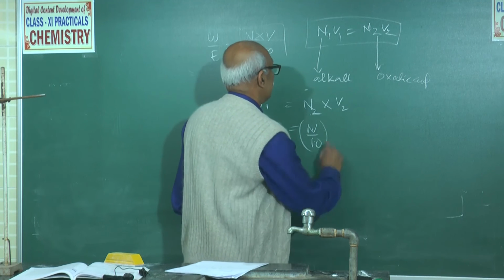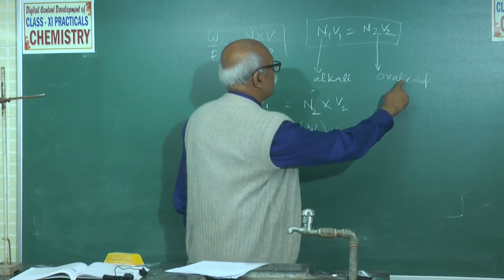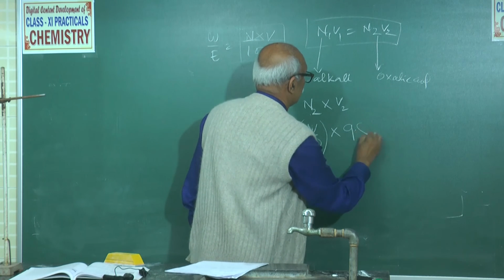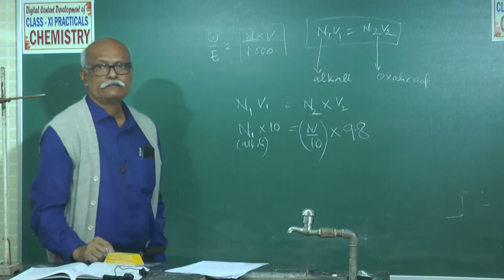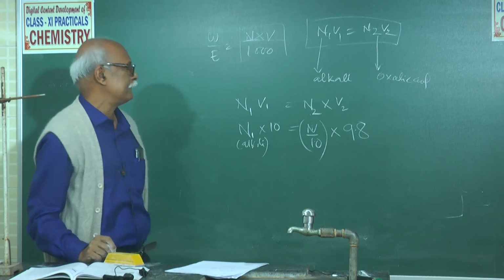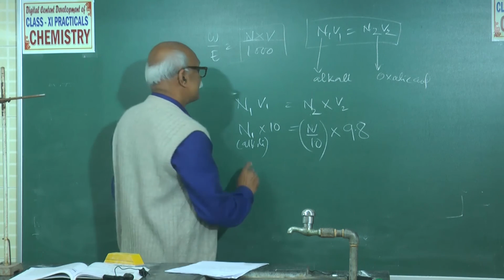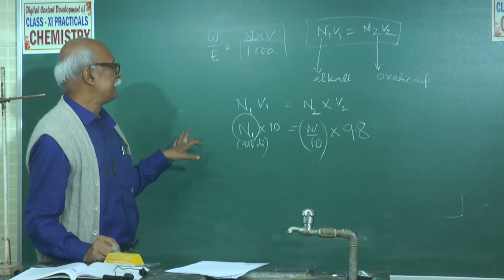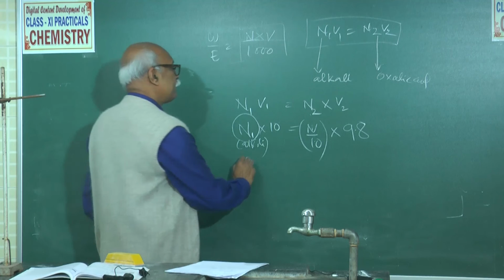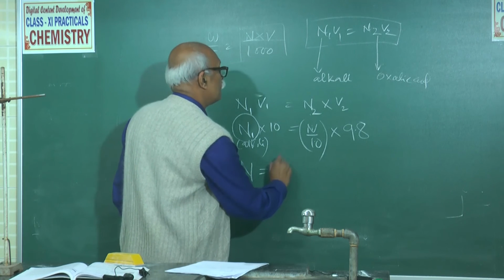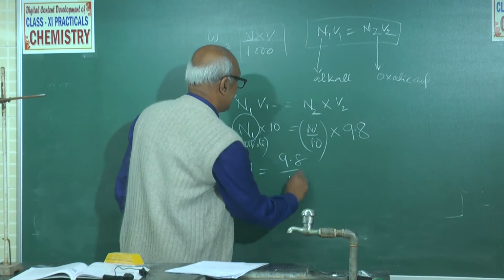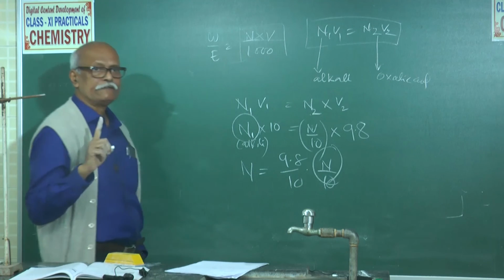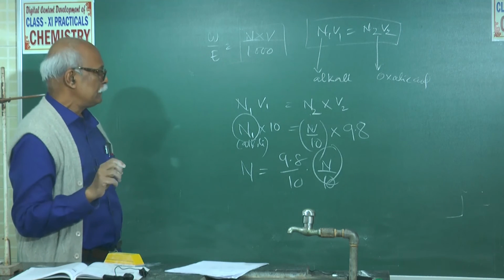So this is N by 10, and V2 is the volume of oxalic acid, that is the titrant value, 9.8, the difference in burette reading. So the only unknown factor is N1, that is the normality of alkali. So normality of alkali is equal to 9.8 by 10 N by 10. Because if one is given in the N by 10 form or decimal form, your answer should be in the decimal form.